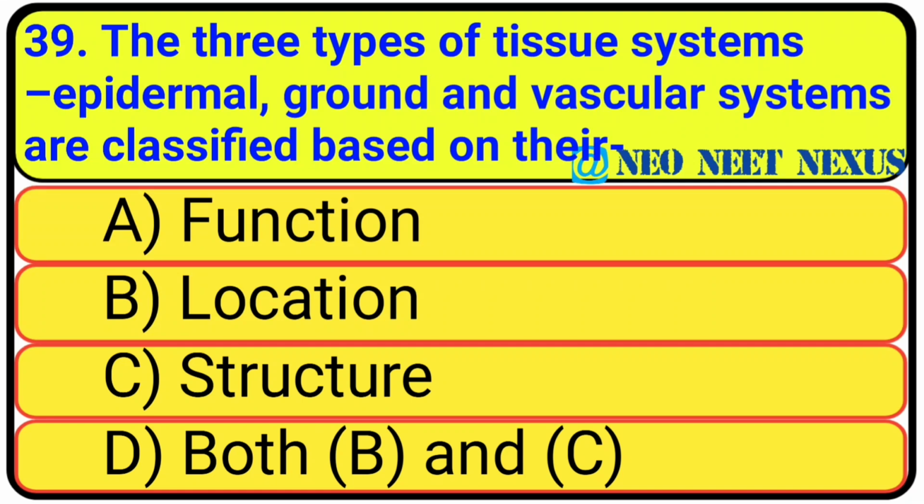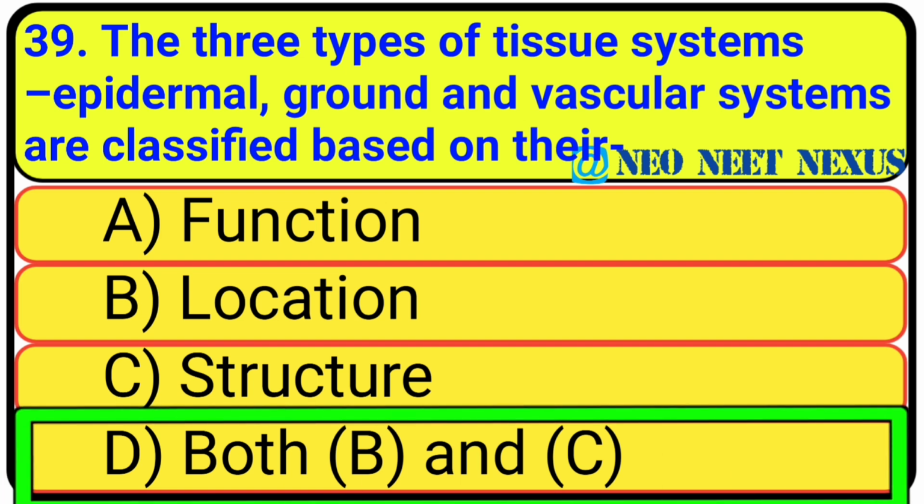The three types of tissue systems, epidermal, ground and vascular systems, are classified based on their A. function, B. location, C. structure, D. both B and C. Correct answer is option D, both B and C.